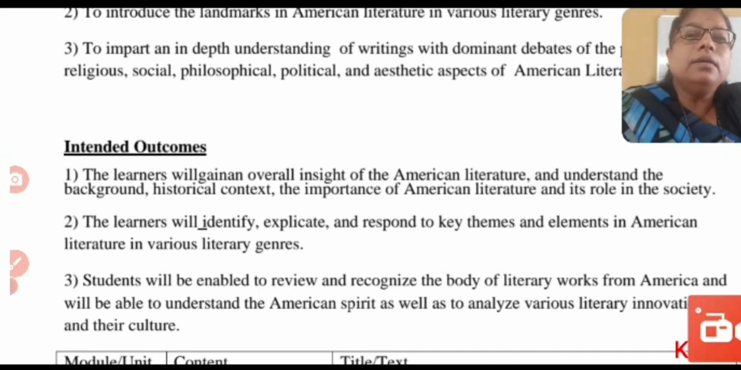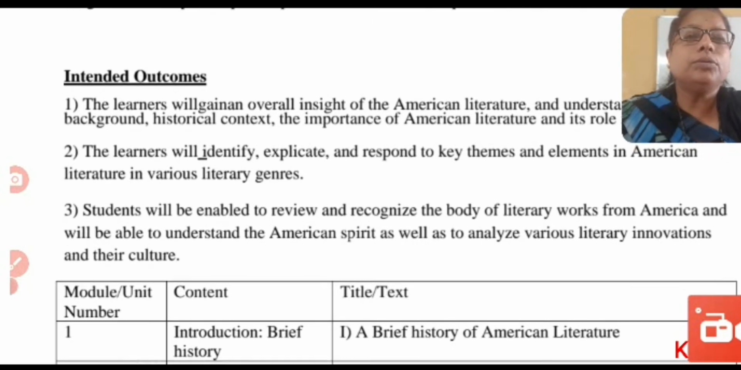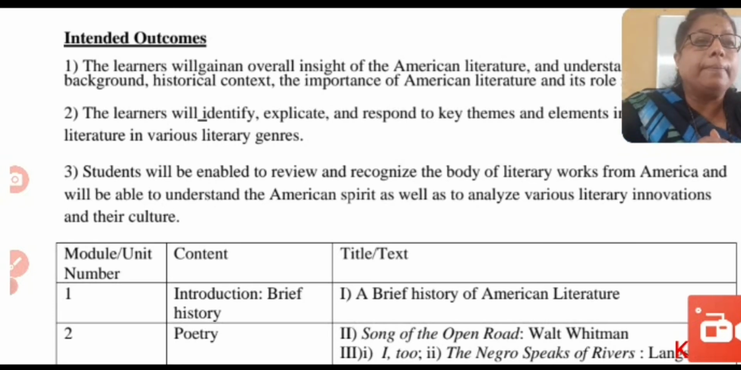The second outcome will be that the learners will identify, explicate, and respond to key themes and elements in American literature in various literary genres. The achievement will be to know various literary genres and how they developed in the context of the American nation. The third is that students will be enabled to review and recognize the body of literary works from America and will be able to understand the American spirit as well as to analyze various literary innovations and their culture. Literature is the best way to understand a culture because literature reflects all those traditions, all those cultural aspects of a particular nation. So, here is an opportunity for all of us to understand what is known as the American spirit.